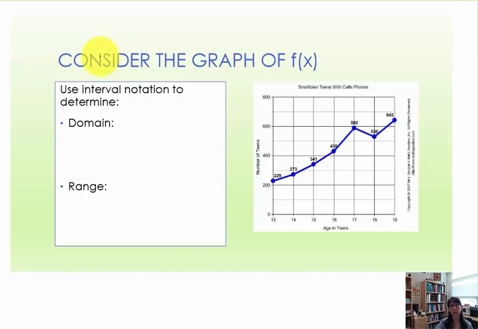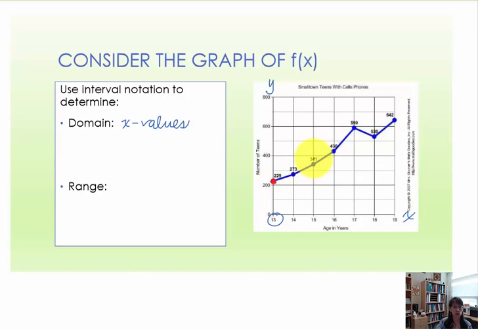Another way to determine the domain and range of a relation is to look at a graph. So we have a graph here about small town teens with cell phones, and there are some numerical values on each axis. We've got age in years for the input or x-axis, and then we have number of teens for the y-axis. If we are trying to determine domain, remember that involves the x values or the input. So looking at the graph and the x-axis, I can see the smallest value is 13, and that corresponds to this first dot on the graph.